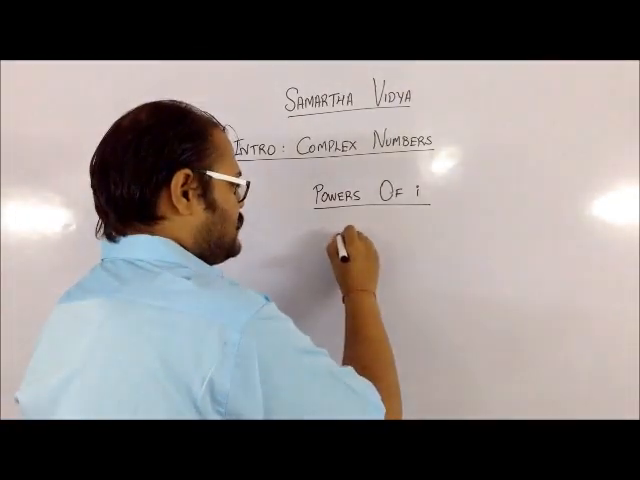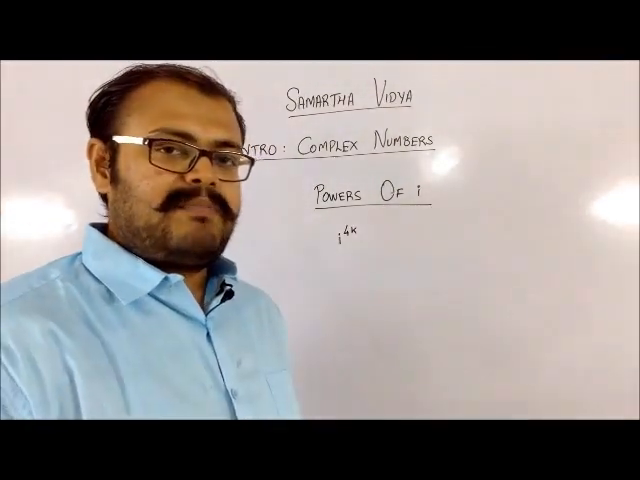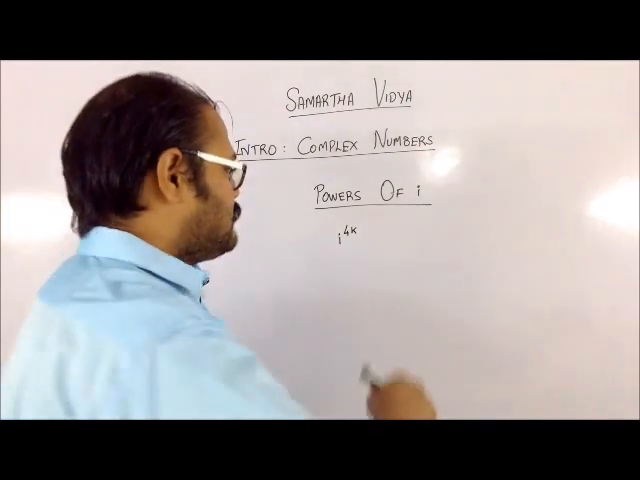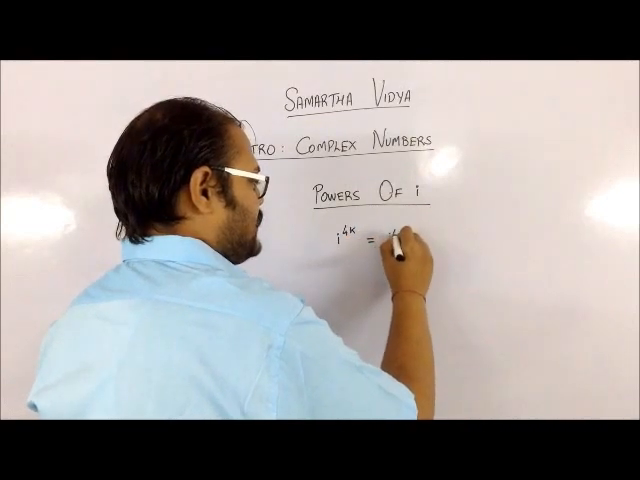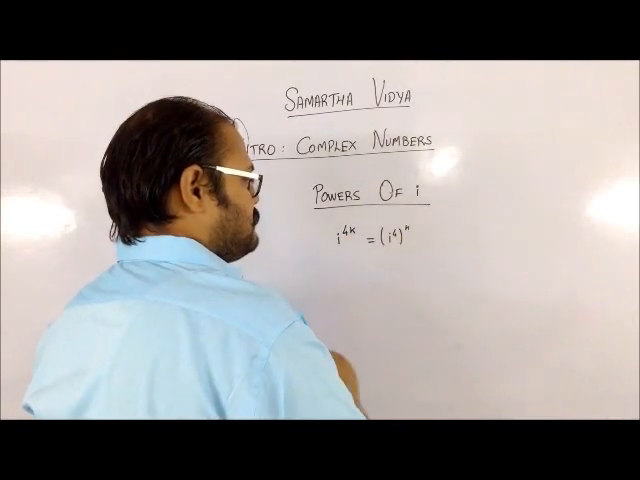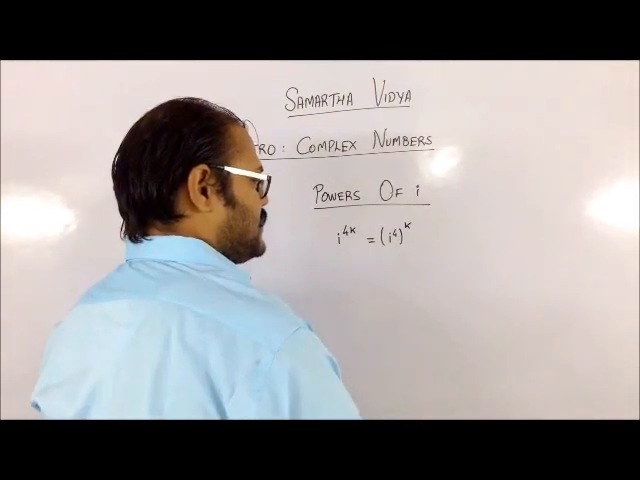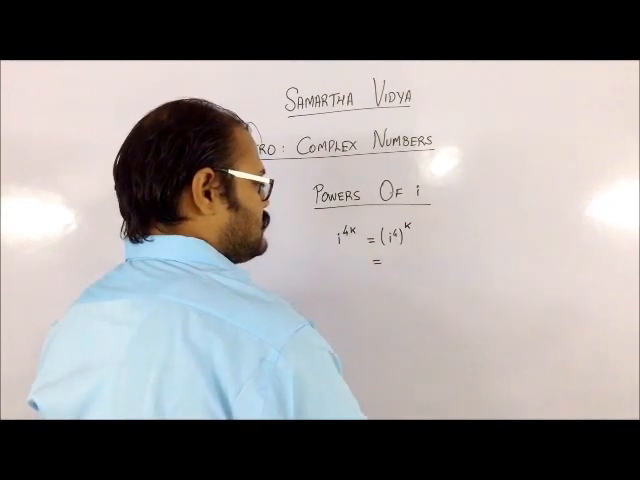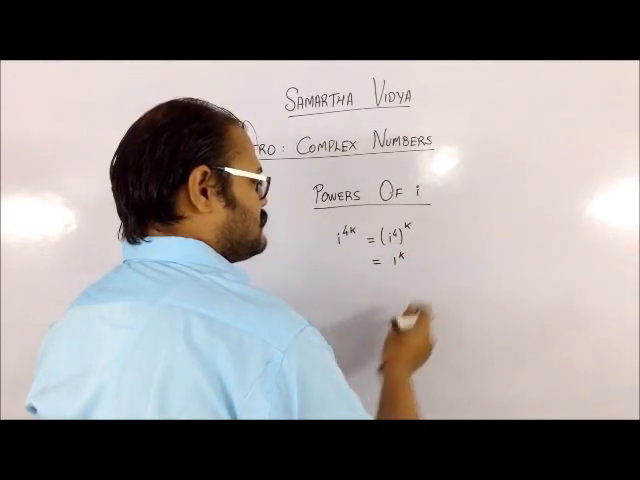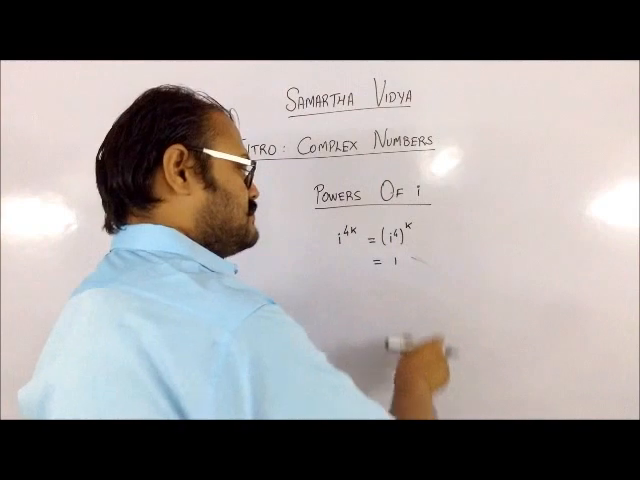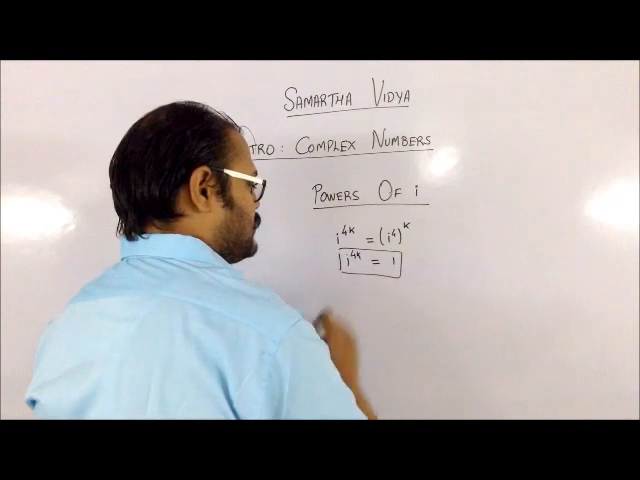So generalizing the powers of i. If I want to find i raised to 4k, now i raised to 4k means that my power is a multiple of 4, or 4 is a factor of that power. i raised to 4k can be written as i raised to 4 into k, which is i raised to 4 raised to k. So that becomes i raised to 4 is 1 and 1 raised to k. So 1 raised to k is 1. So i raised to 4k has a value 1.